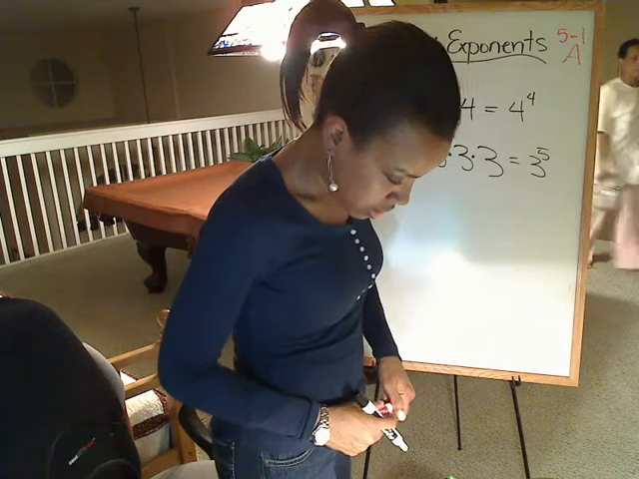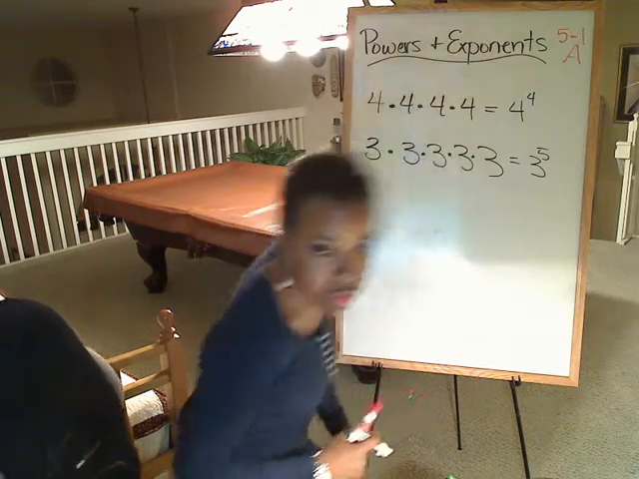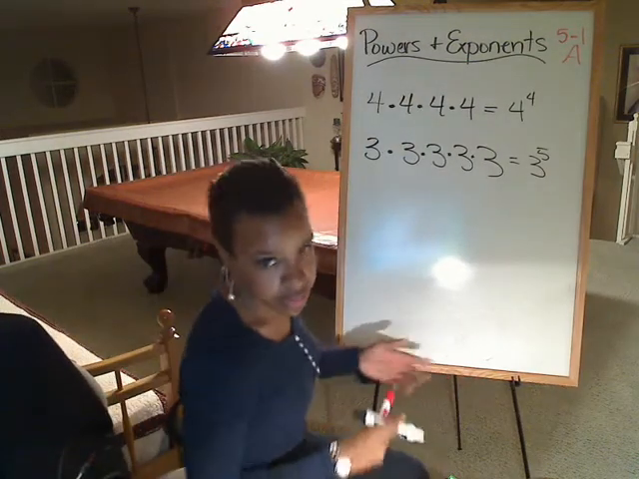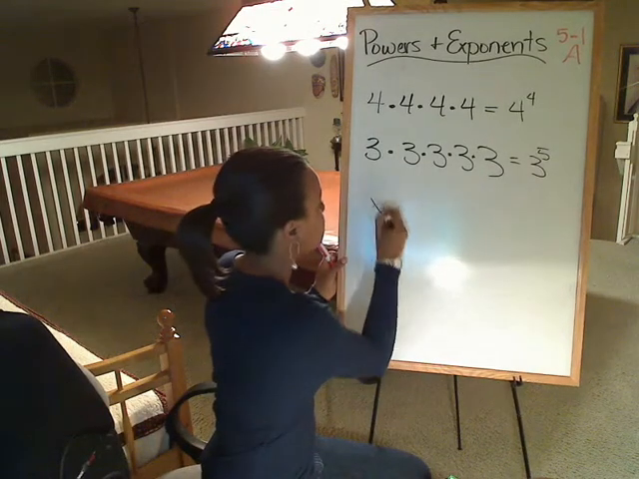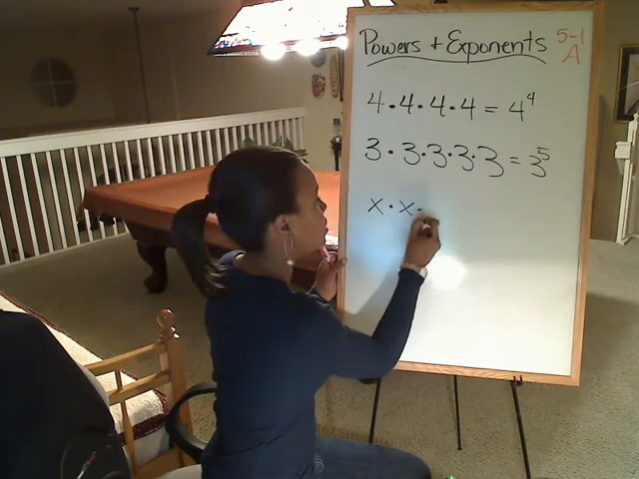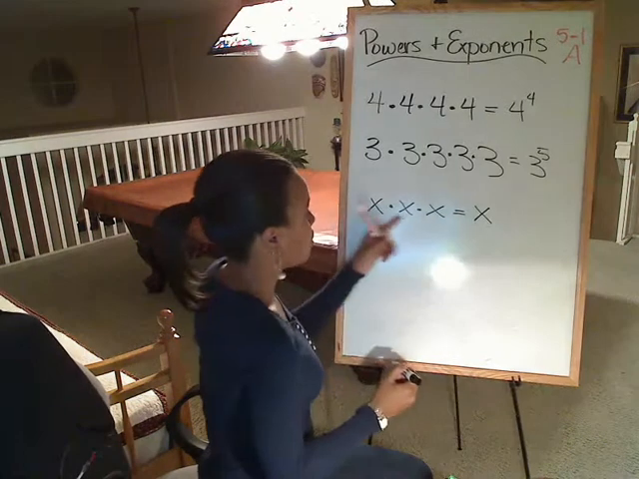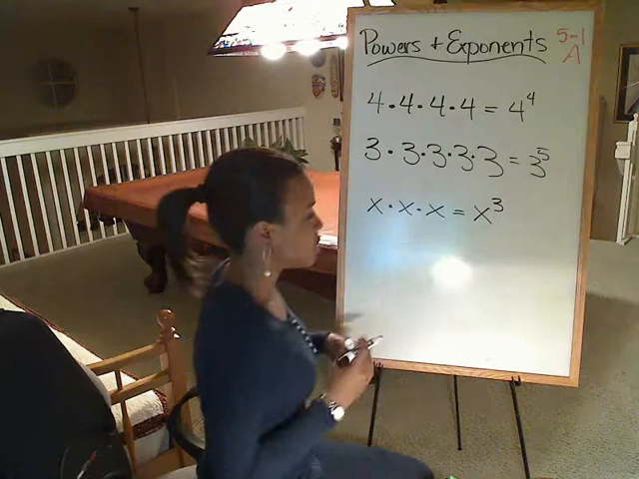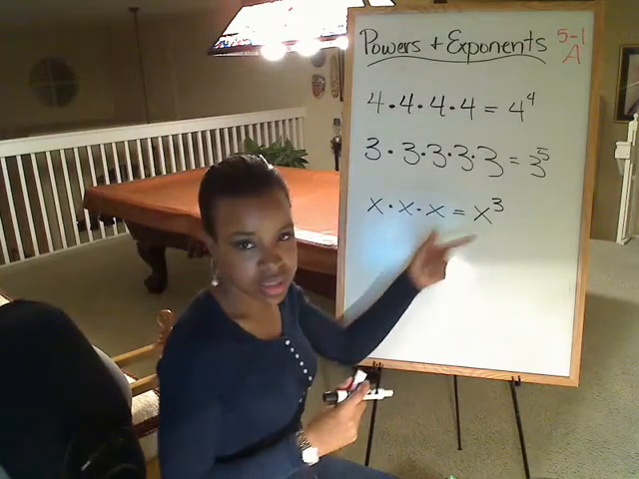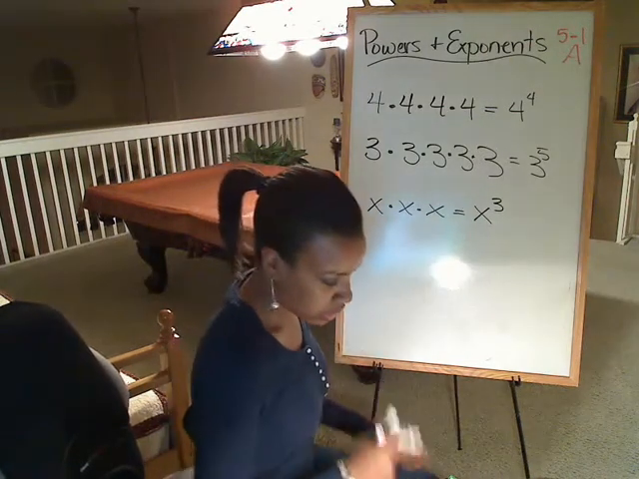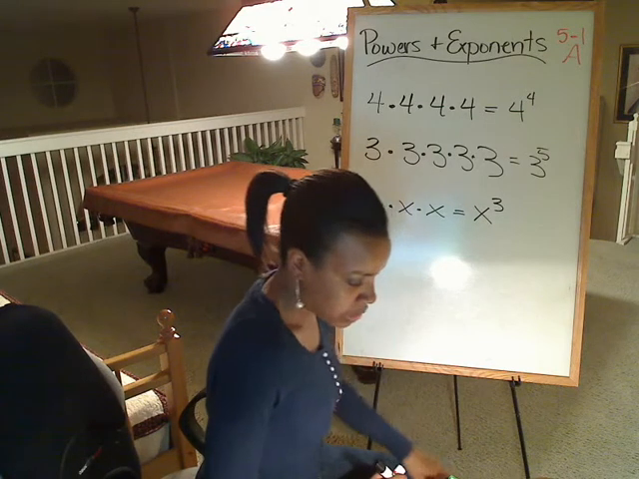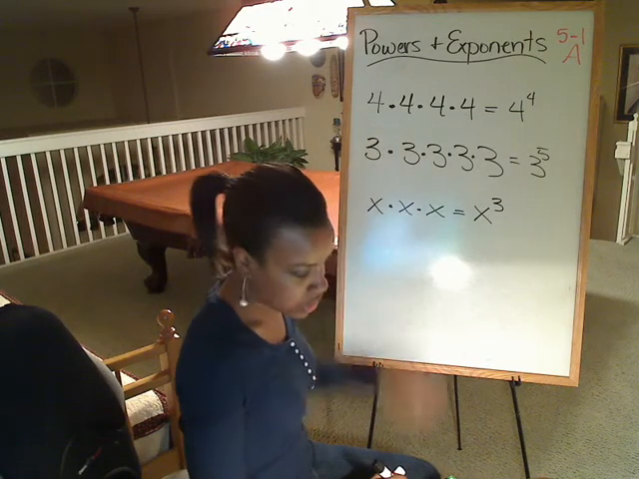Okay? And you can also use this with variables. Say you had a variable, x, and you multiplied the x. Then your base would be x, and your exponent would be 3, because you multiplied it 3 times. So it'd be x to the 3rd power. Okay, it's very simple. I'm going to do some different examples.